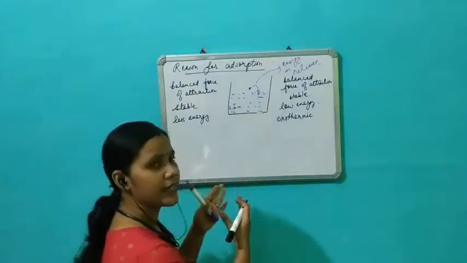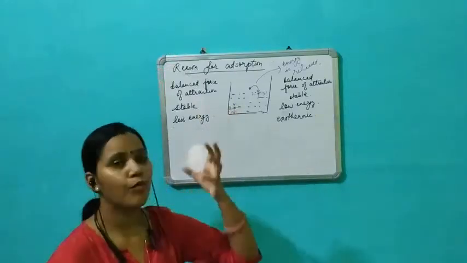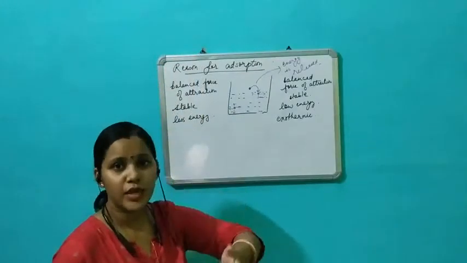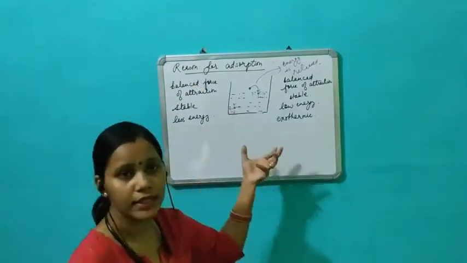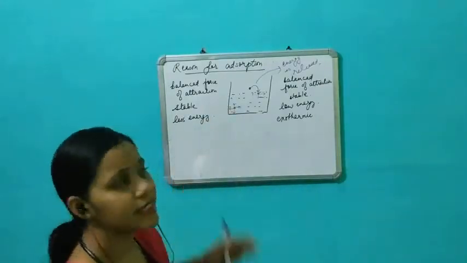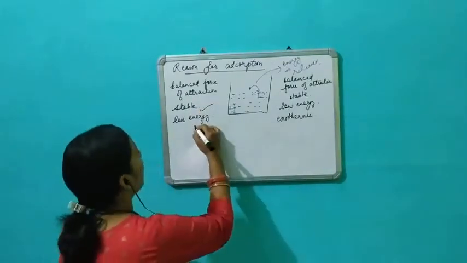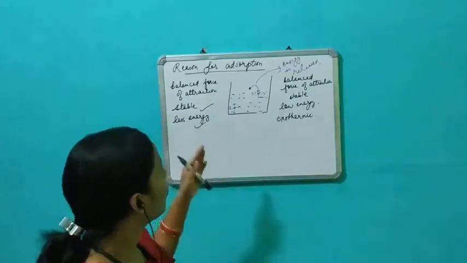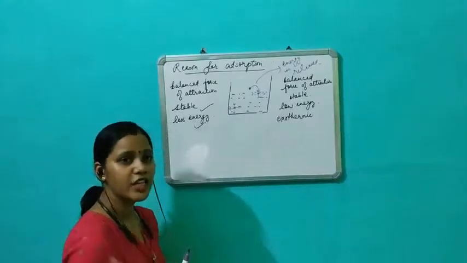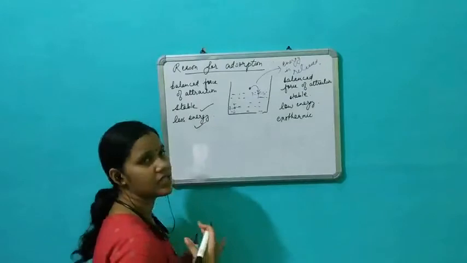Alright, so once again I repeat what happens. What is the reason for adsorption? Basically, the molecule that is present in the bulk experiences the force of attraction from all the directions. That is why it has the balanced force of attraction. Because it has balanced force of attraction, it is stable and has low energy. Whereas the molecule that is present on the surface of the liquid experiences unbalanced force of attraction, thus it is unstable and has high energy.